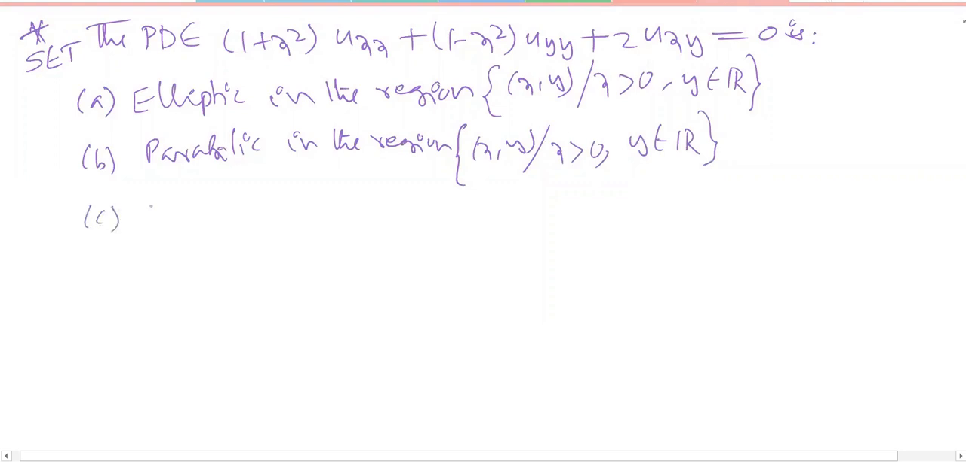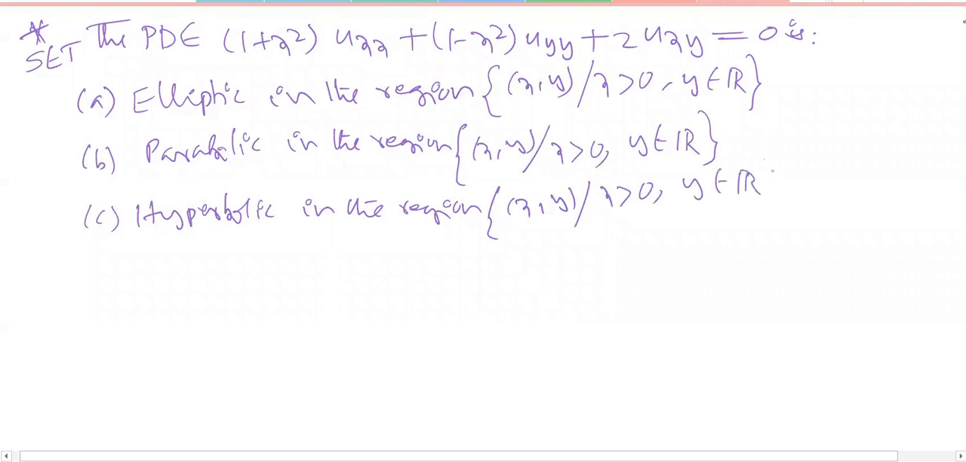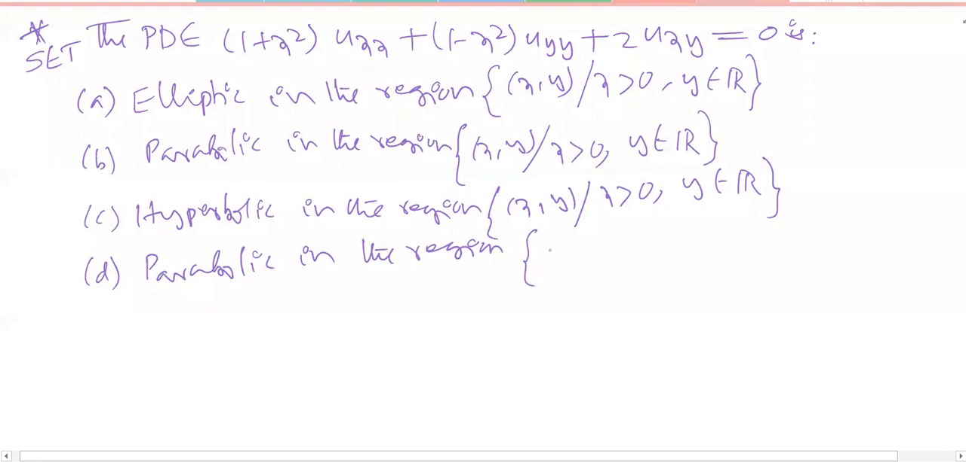And option C, hyperbolic in the region set of ordered pair xy such that x greater than 0, y belongs to R. And option D, parabolic in the region set of ordered pair xy such that x less than 0, y belongs to R. These are the four options here.